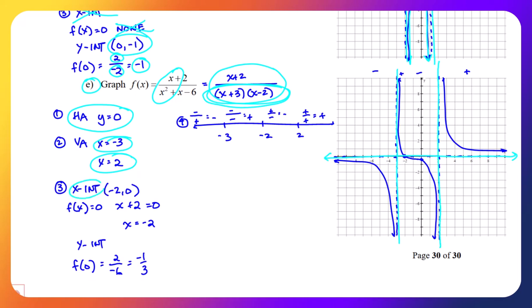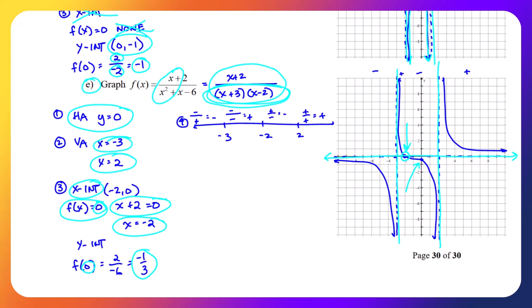To find the x-intercept, we set the function equal to 0, which just means the top is 0, and that's negative 2 when y is 0. So (-2, 0) here is our x-intercept. Plugging in 0 for all the x's and working it out, do you get negative 1/3? That's good practice for you. So over here we have the y-intercept when x is 0.